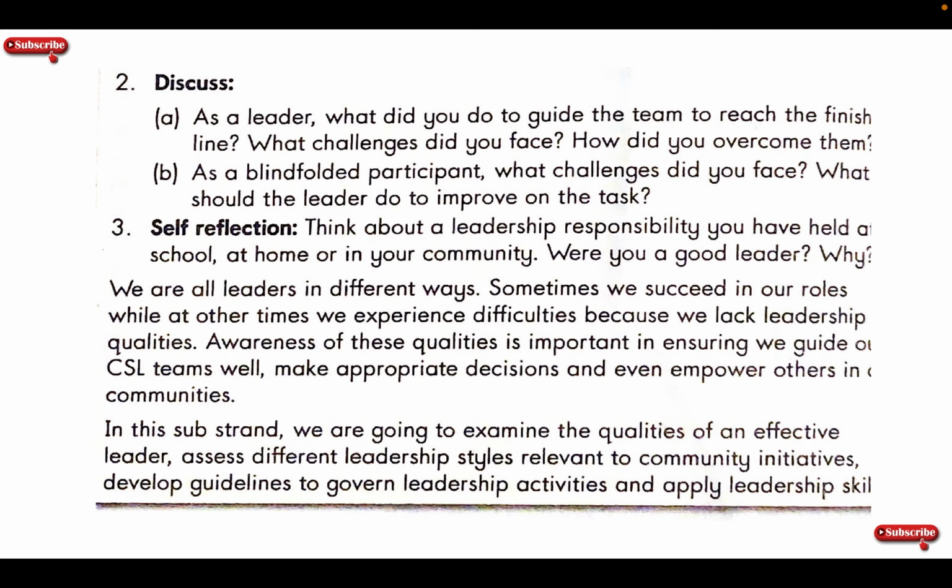What should the leader do to improve on the task? So the leader should speak clearly. For example, turn left, turn right. They should also give warnings before getting too close to an obstacle in order to feel safer.